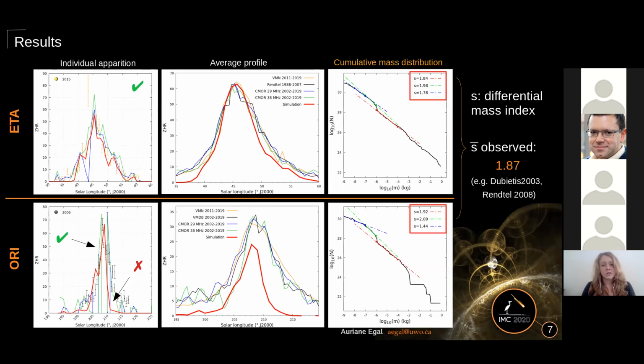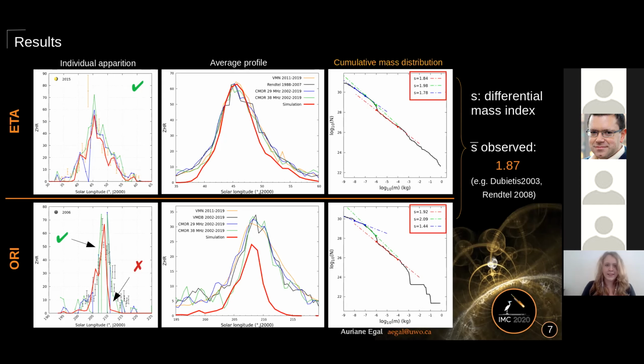We have also been able to simulate the mass distribution of a meteor shower, for the first time too, to our knowledge. And if our estimates of the mass index actually depend on the calibration and the mass range we consider, we see that in the visual range, we really approach the observed average of 1.87 for the showers.